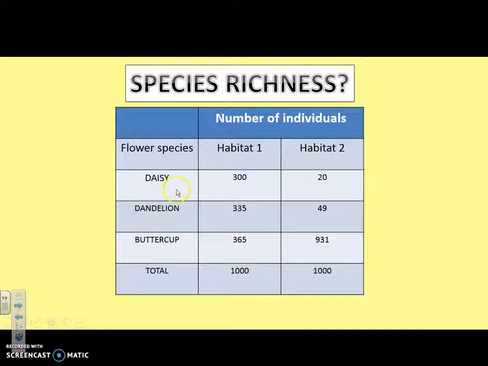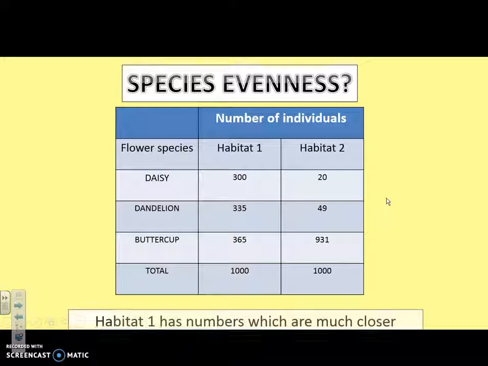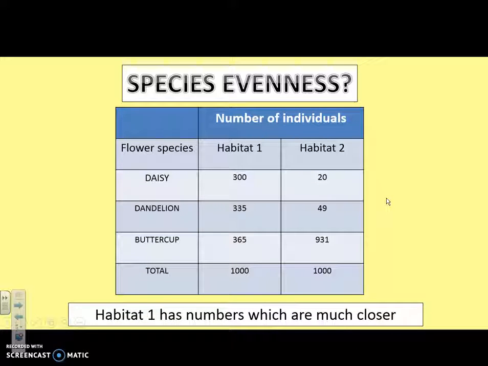We're looking at a habitat that's got 3 flowers in it: daisies, dandelions, buttercups. Just by chance we happen to have 1,000 in both habitats, but you can see habitat 1 and habitat 2 are very different. Here they're quite evenly spread. There the buttercups appear to be dominating and these guys are just sneaking in around the edges. So we'll have a look at whether or not there is a difference in biodiversity. They both have the same species richness, they don't both have the same species evenness.